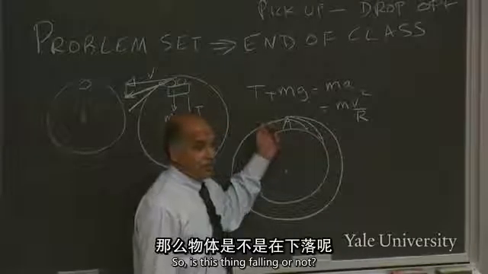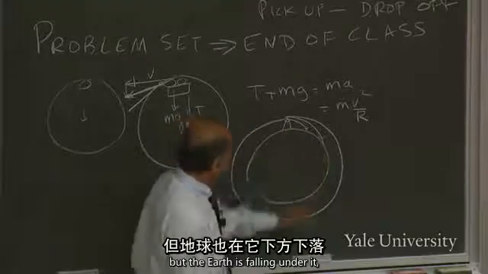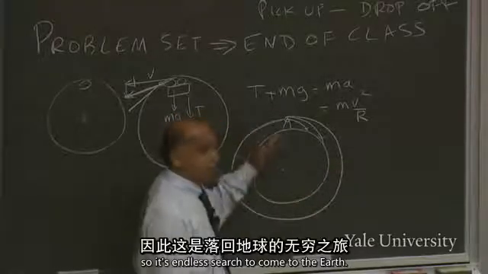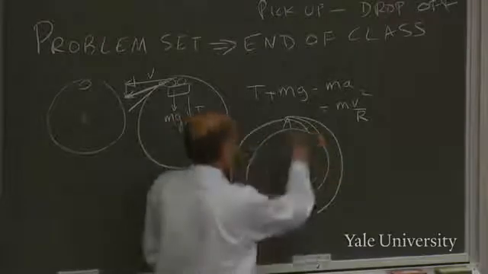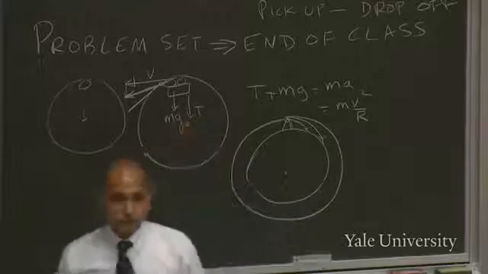So is this thing falling or not? It is constantly falling. But the earth is falling under it, so it's an endless search to come to the earth. Whereas if you drop the bullet, it'll just fall and hit the ground. That's what we always think is drop.